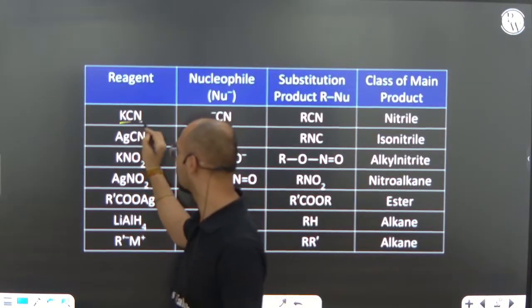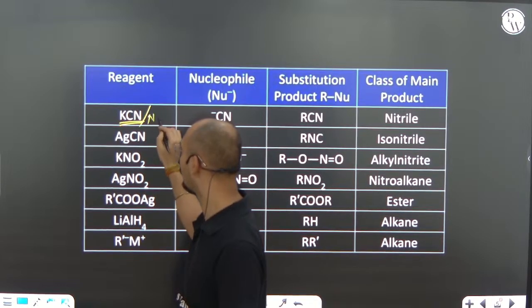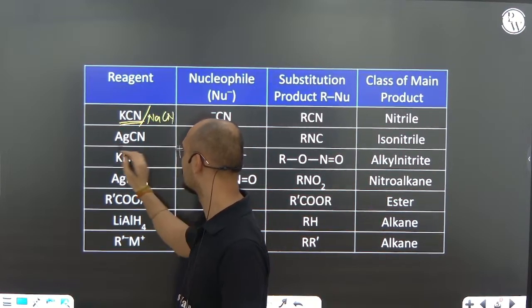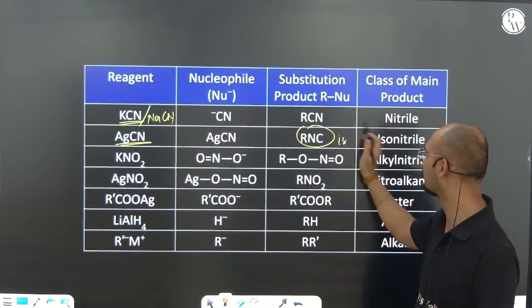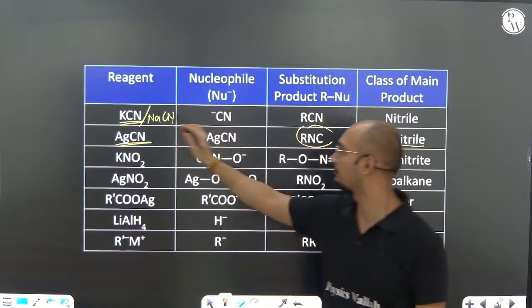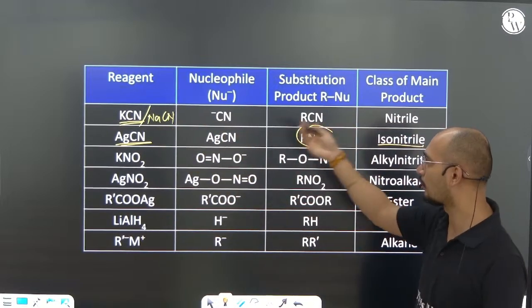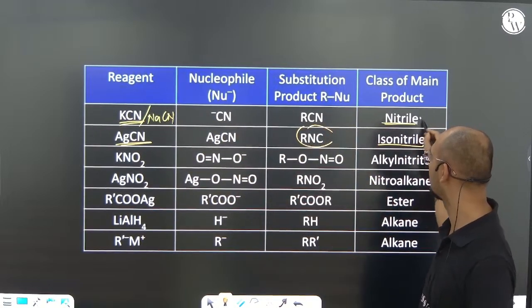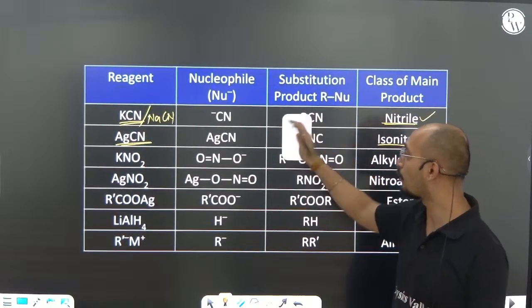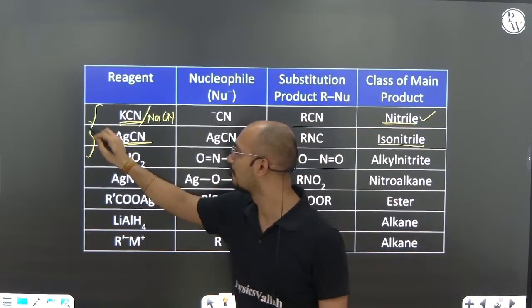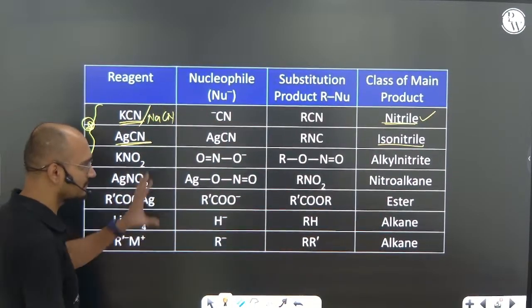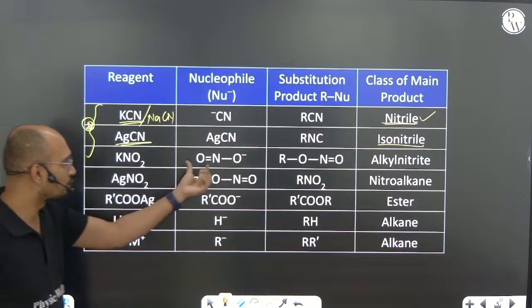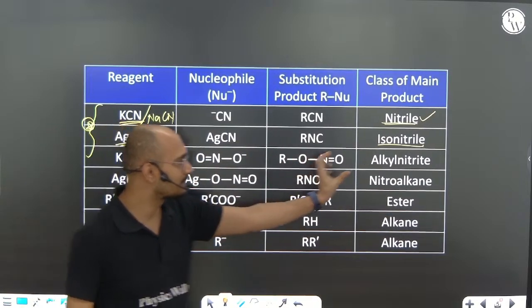KCN, always remember, if there is KCN or NaCN, the product will be nitrile, that is RCN. And if there is AgCN, the final product will be isocyanide, or isonitrile. This is very, very, very important. But more important, both of them are strong nucleophiles. Please keep in mind. Now, if you take KNO2, it will be RONO, meaning alkyl nitrite.